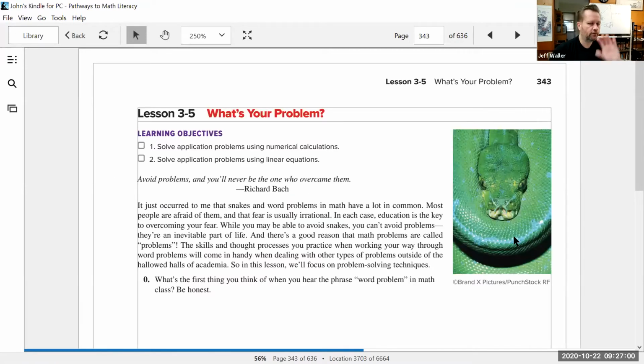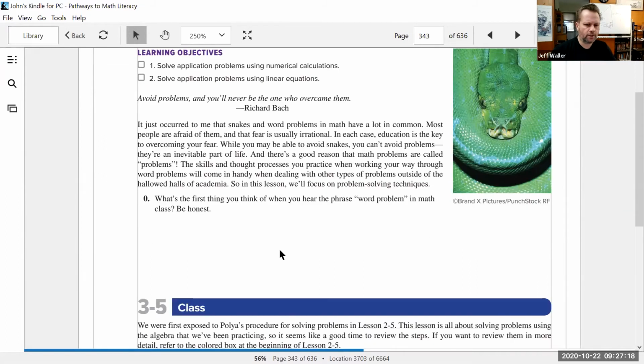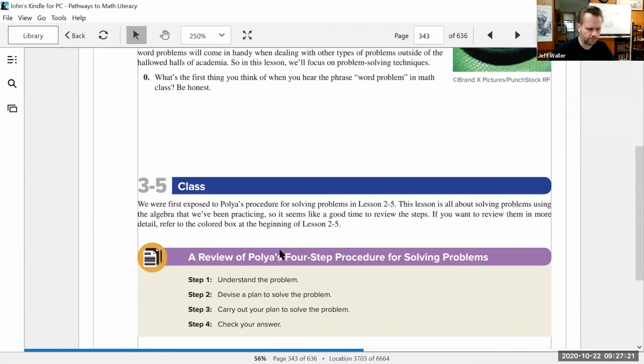Let me see if I can jump to where we left off. Okay. So 3-4 was about inequalities, which is almost the same as solving equations. It's just if you divide or multiply by a negative, you got to switch the sign. Does that ring a bell? So that's what 3-4 is. And last time we got into word problems, and I had that handout. Let me pull that handout back up just in case you weren't here.